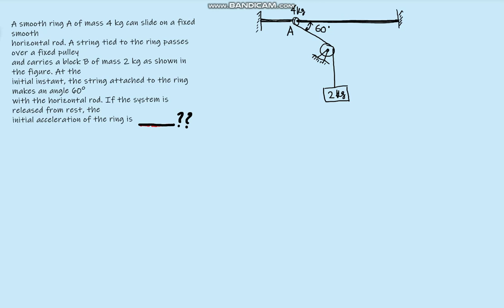At the initial instant, the string attached to the ring makes an angle 60 degree with the horizontal rod, and the system is released from rest. Then the initial acceleration of the ring is. They are asking the initial acceleration of the ring.